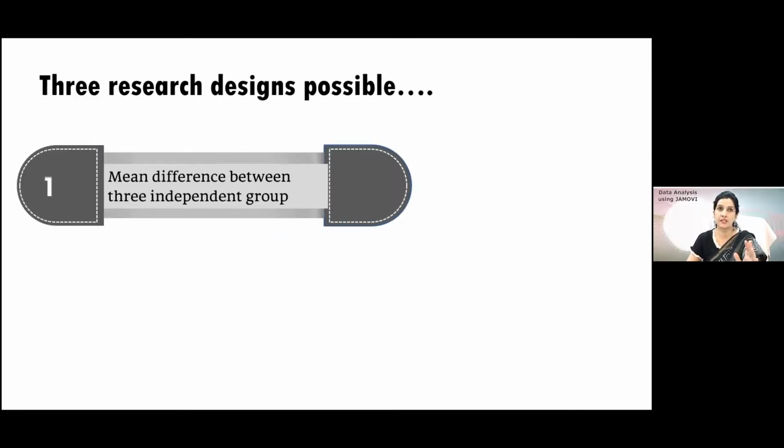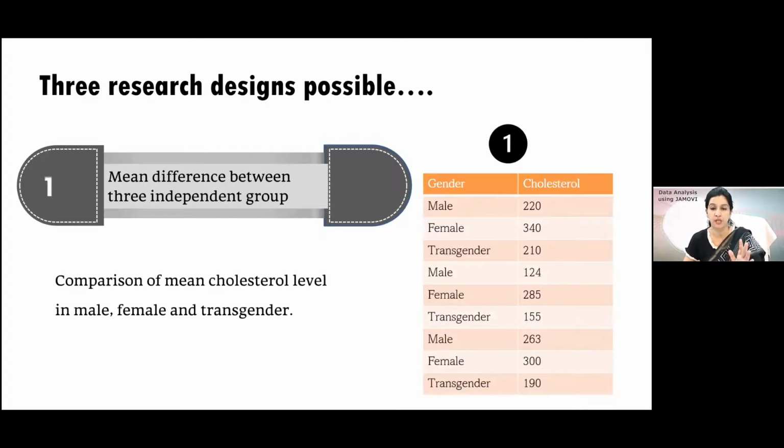There are 3 possible research designs, and we have seen this in the independent sample t-test also. The first is the mean difference between 3 groups. You can see here gender: there is a male, a female, and a transgender. So there are 3 levels here. If I want to compare the mean cholesterol level, which is a continuous variable, across male, female, and transgender, then I can apply one-way ANOVA.